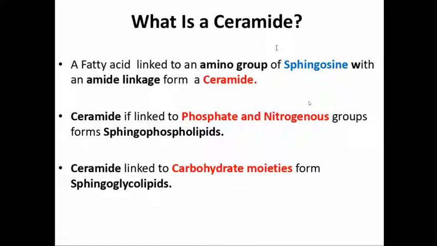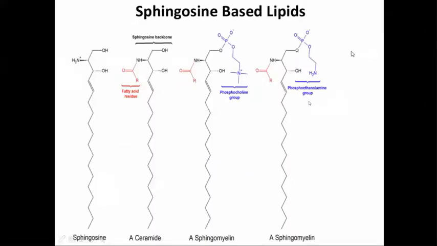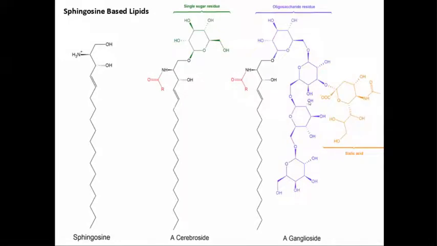Okay, the difference between glycogenesis and gluconeogenesis: glycogenesis is the synthesis of glycogen from glucose, whereas gluconeogenesis is the synthesis of glucose from non-carbohydrate sources. Now, ceramide linked to a carbohydrate moiety can form what? Sphingolipids. This is the structure of sphingosine-based lipids. Since the alcohol is sphingosine, from this other forms of sphingolipids can be formed.